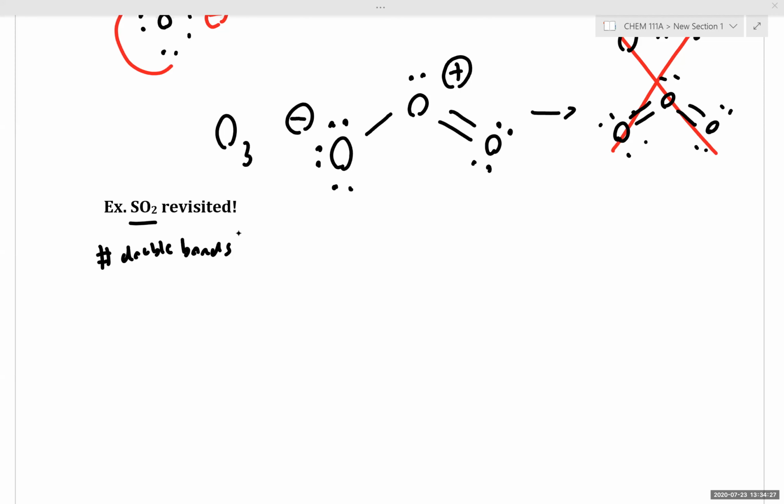Yes, expanded octets allow for more than 8 electrons around your central atom. Yep, exactly right. And if you've minimized formal charges, you should get a formal charge in your central atom, typically pretty close to zero.